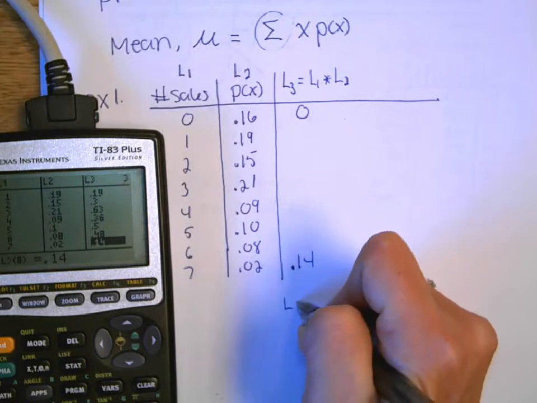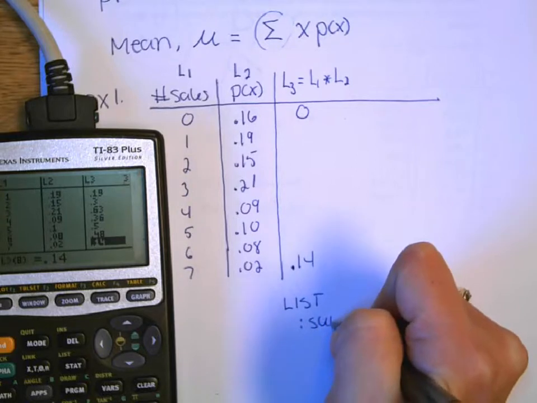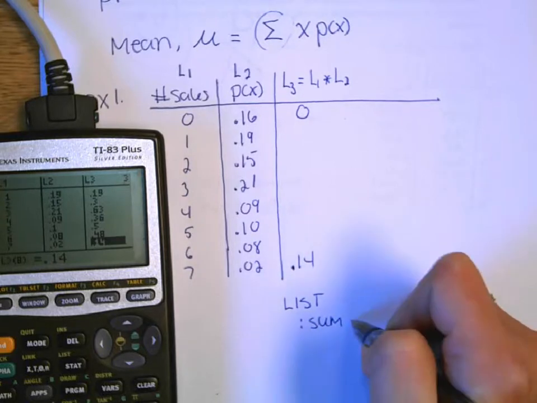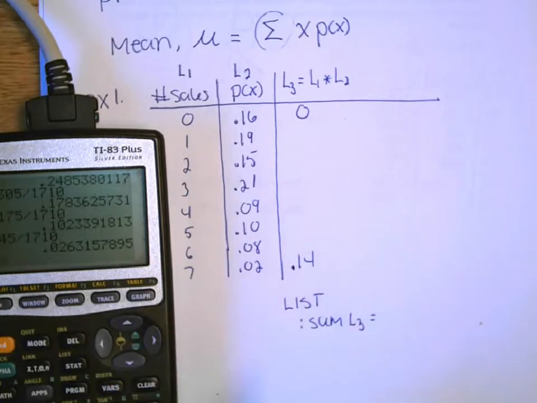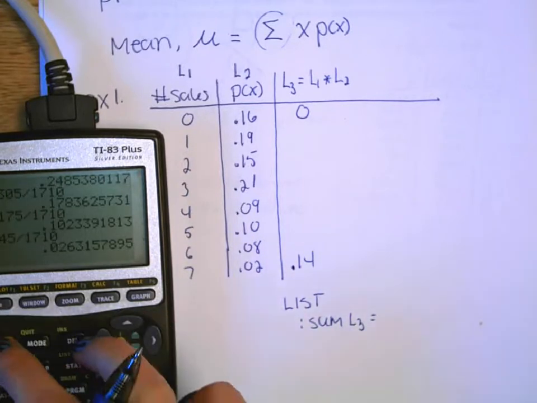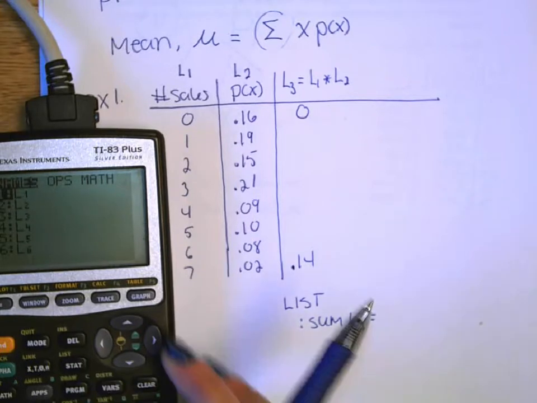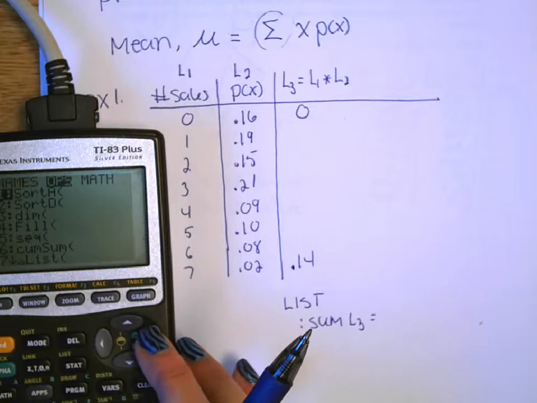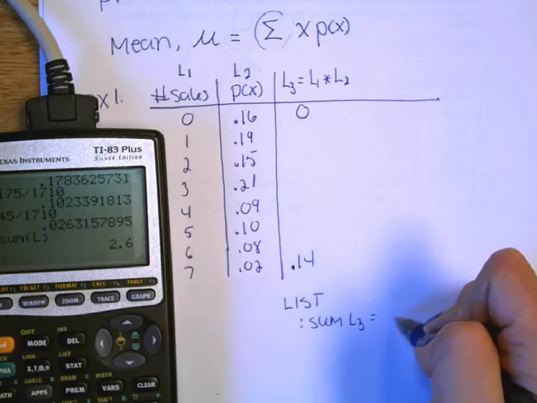Go into list and take the sum of what? List 3. So I'll quit. Go to, remember where list is above the stat key? Go over to math. Sum of L3. 2.6.